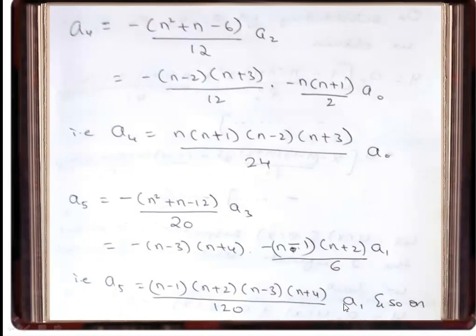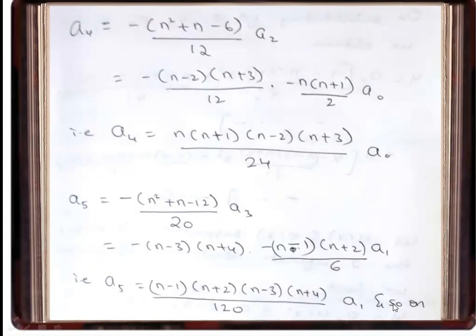Okay. So a5 is equal to what? (n minus 1) into (n plus 2) into (n minus 3) into (n plus 4) divided by 120. So here it should be divided by 20, I forgot to write here. So divided by 20. So 20 into 6 is 120, into a1, and so on.